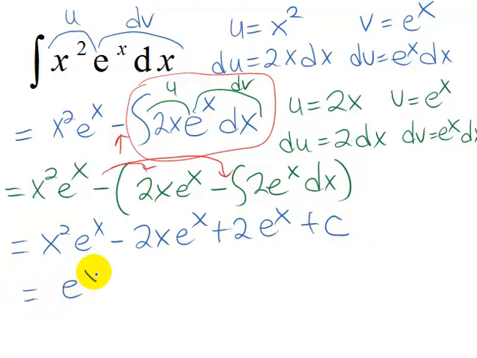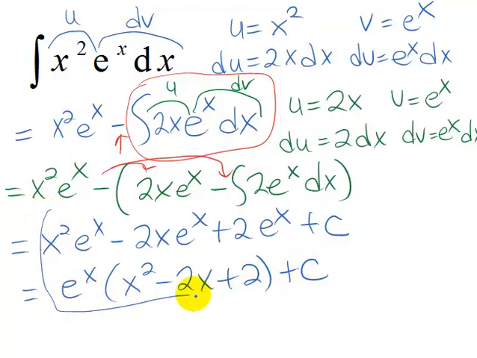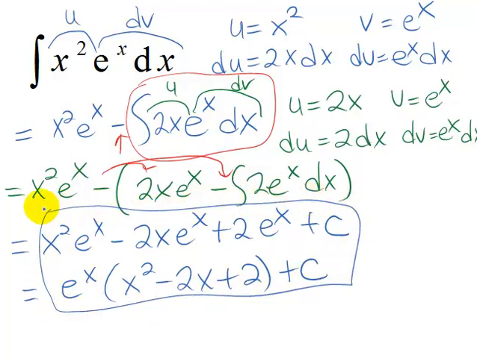It's actually very common to factor out the e to the x that's in these first three terms, and then it would look like that. And either one of these is a perfectly fine way to leave your answer.